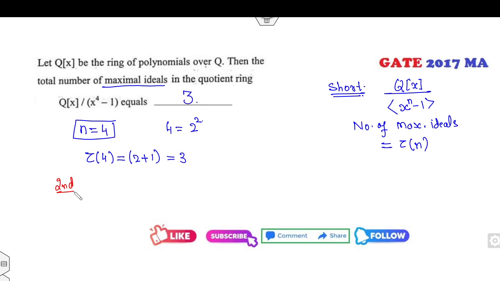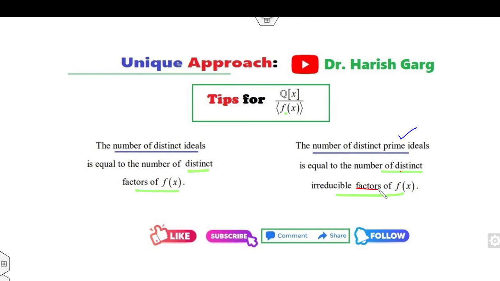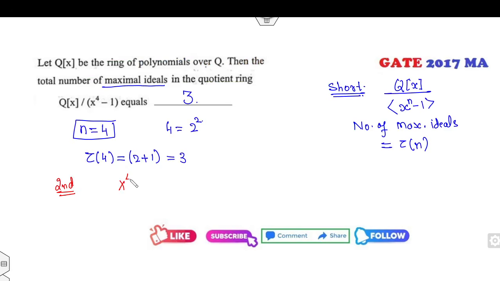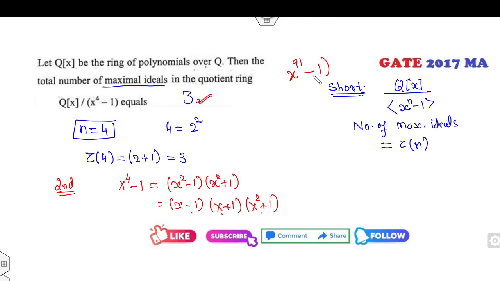Second method. Now you can see that this is the number of distinct irreducible factors. You can see x^4 minus 1. I can factorize it in this manner: x minus 1, x plus 1, x square plus 1. So how many factors are there? 3. Again, this will be the right answer. But sometimes if it is written as x raised to power 91 minus 1, it is difficult for you to write the factorization form. So the best way is to count the maximal ideals.